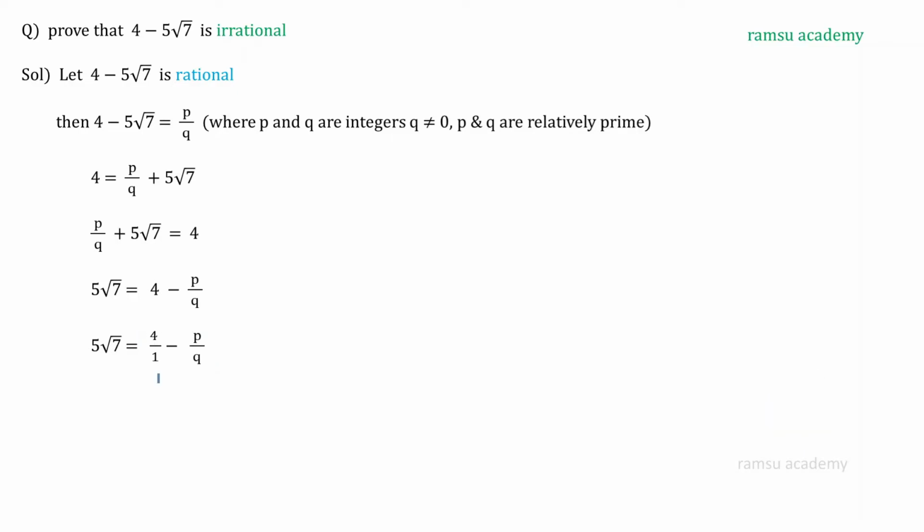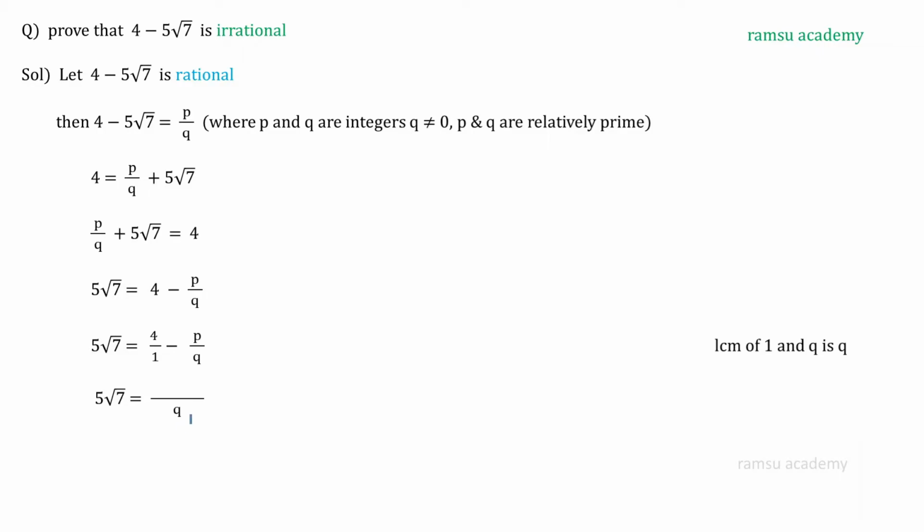Now let us simplify right hand side of the equation. For this, we need to find the LCM of 1 and q. LCM of 1 and q is q. So write 5 root 7 is equal to a line and q in the denominator. That is LCM in the denominator.